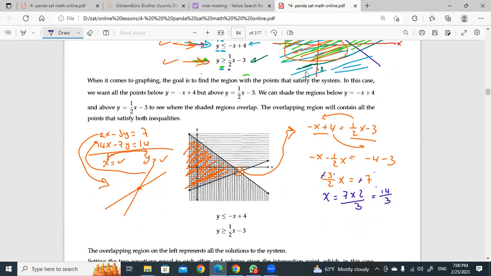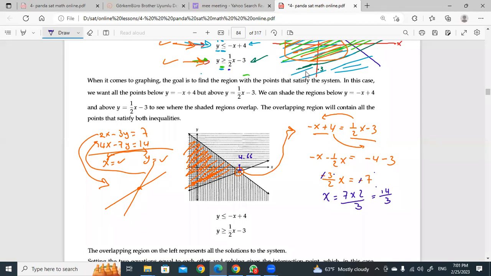This is the point of the intersection. The x-coordinate of it is 14 over 3, which equals 4.6666, which means that the coordinate of this point on the x-axis will be 4.6666.